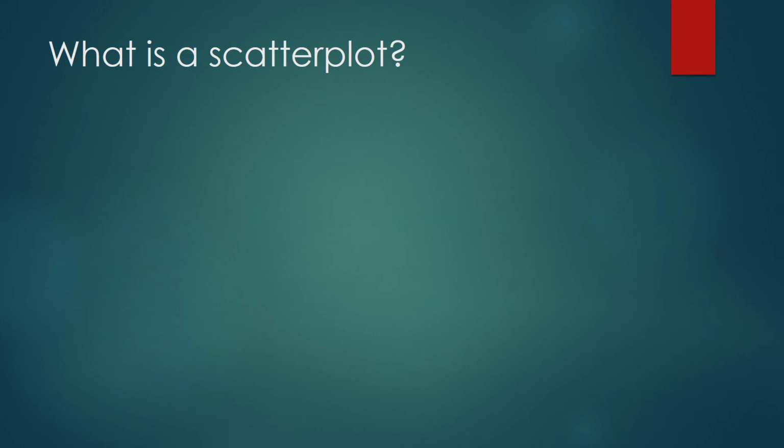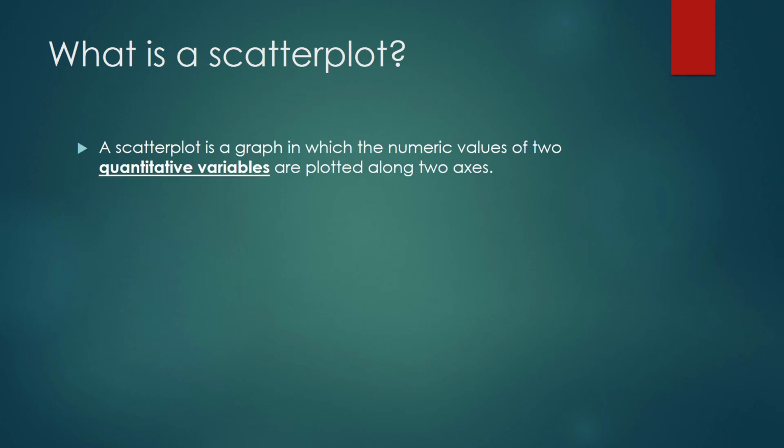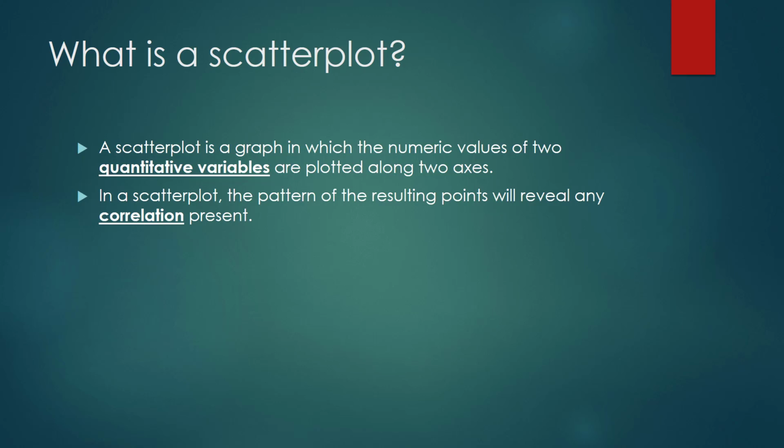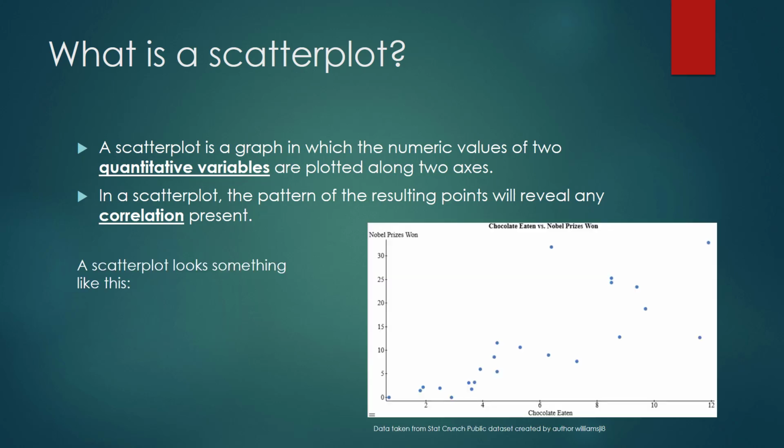Let's begin. What is a scatterplot? A scatterplot is a graph in which the numeric values of two quantitative variables are plotted along two axes. In a scatterplot, the pattern of the resulting points will reveal any correlation present. A scatterplot looks something like this.